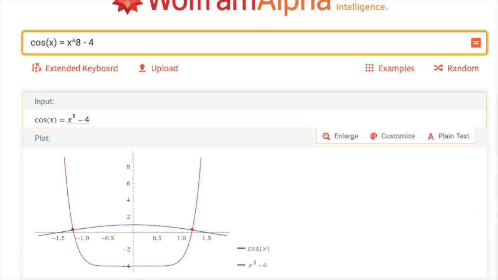Another application of root finding methods is, say we have an equation that we want to solve. So, for example, we want to solve the equation cosine of x equals x to the 8th minus 4. If we graph these, the solutions to this equation are the points of intersection of these graphs, and we can see on this picture that the points of intersection appear to be symmetric, one positive, one negative, and both are 1 point something or negative 1 point something.